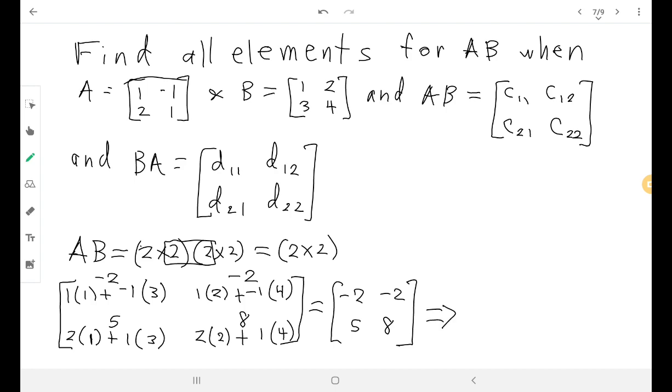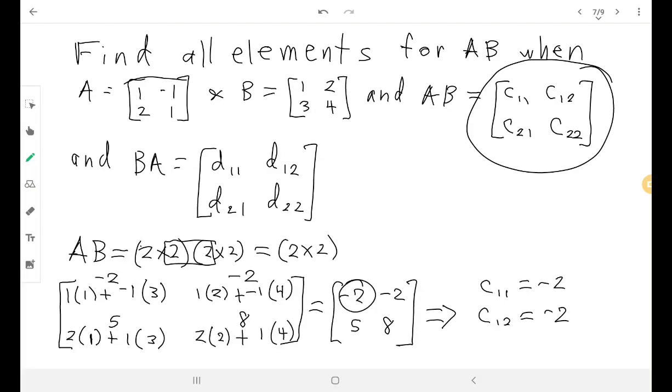And then what we want to do is we want to go up to what it told us about matrix AB and start corresponding things. So element C11 equals -2. Element C12 equals -2. C11 is that -2. C12 is that -2. Hope you can see that. C21 is 5, and C22 is 8.